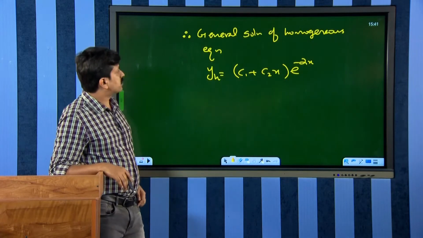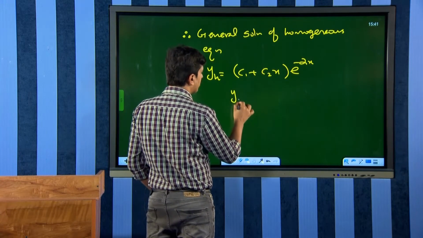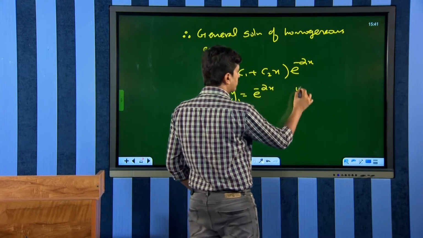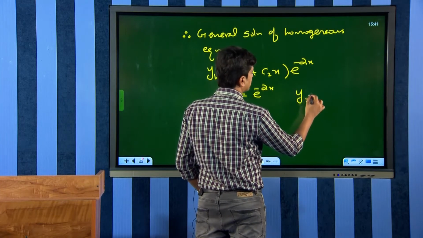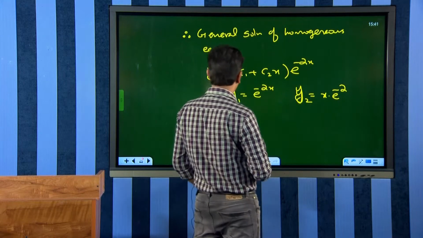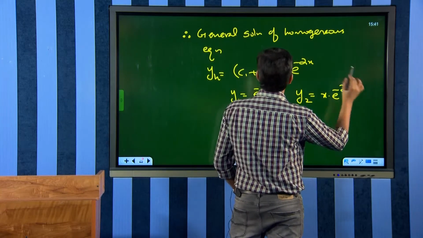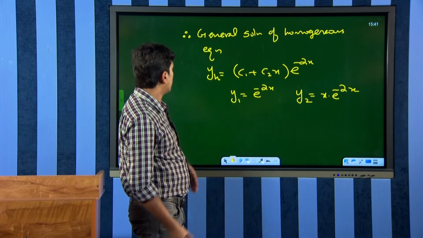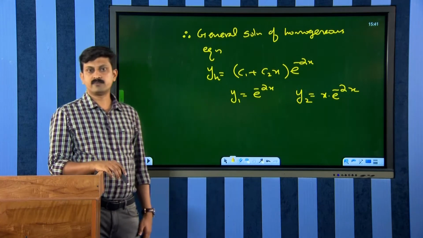Fine, we found this. Therefore, from here we can say that y1 = e^(-2x) and y2 = x e^(-2x). Okay, fine, y1 = e^(-2x), y2 = x e^(-2x). Now, by using this, firstly we need to find the Wronskian.